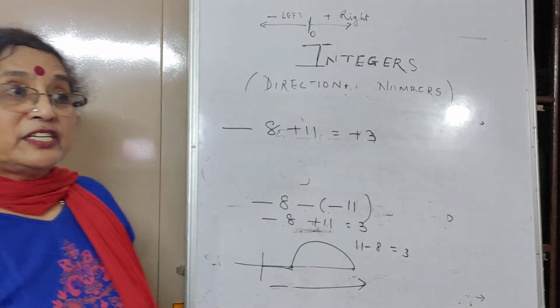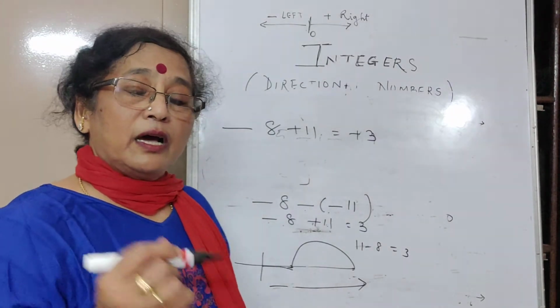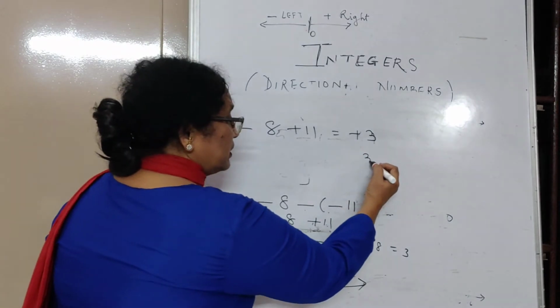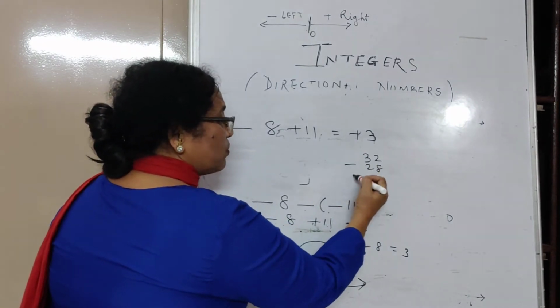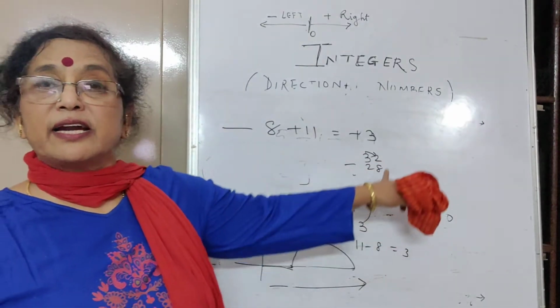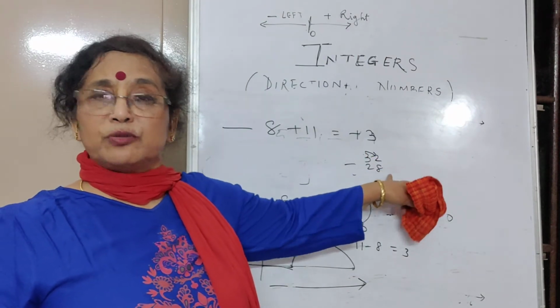Now, in KG children, 1 children, how can you subtract? When you do 32 minus 28, you say, okay, I borrow this because I cannot subtract 8 from 2, so I borrow 1, 10 becomes 12.